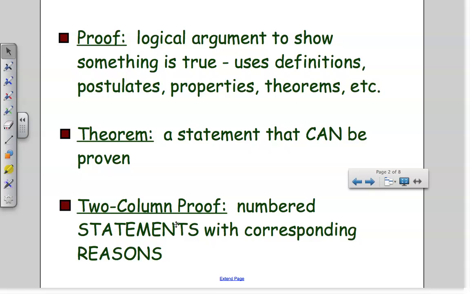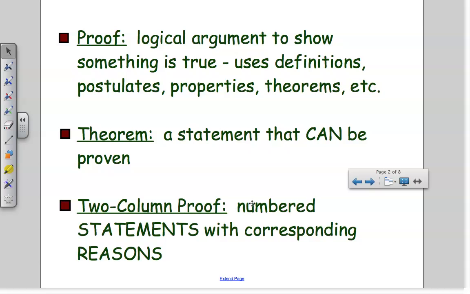Because remember, we have our statements and then we have to always give a reason or explain why something is true in a two-column proof. These are the types of things that you can use as those reasons. Definition would be like the definition of a term or a word. Postulates, remember, are those accepted statements. Properties, and a theorem is a statement that can be proven. We're going to have theorems throughout the entire year that you're going to be given or that we are going to prove, because a theorem can be proven.